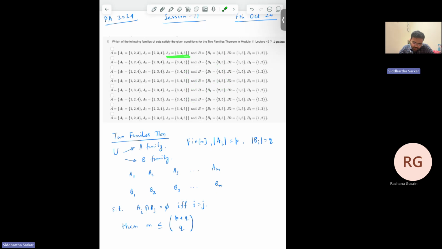Again, A3 intersection B2. Again, 5 is a common element. So this is non-empty. So the conditions of the two families theorem seem to be satisfied. If you have any objections, you can let me know, or I will assume that you have understood this.